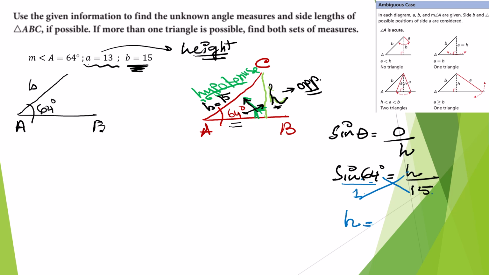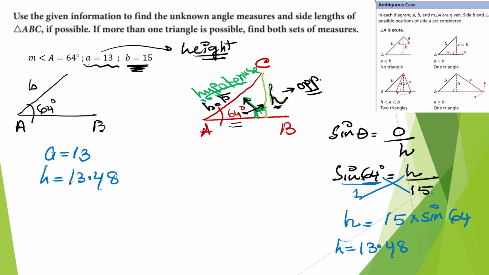But remember that 64 and 15 cannot be multiplied together, because sine 64 is an angle and 15 is a side. Write it in the calculator: 15 times sine 64. You will get 13.48, so h equals 13.48. Let's try to establish the relation of the height and a. A is 13, it's given in the question, and our height is 13.48.